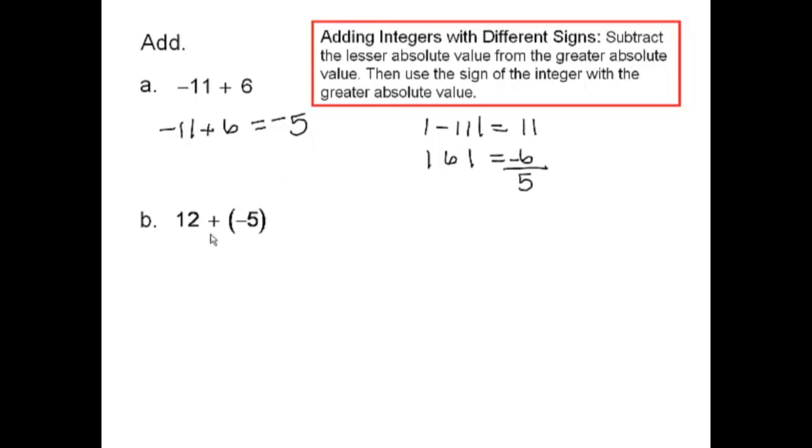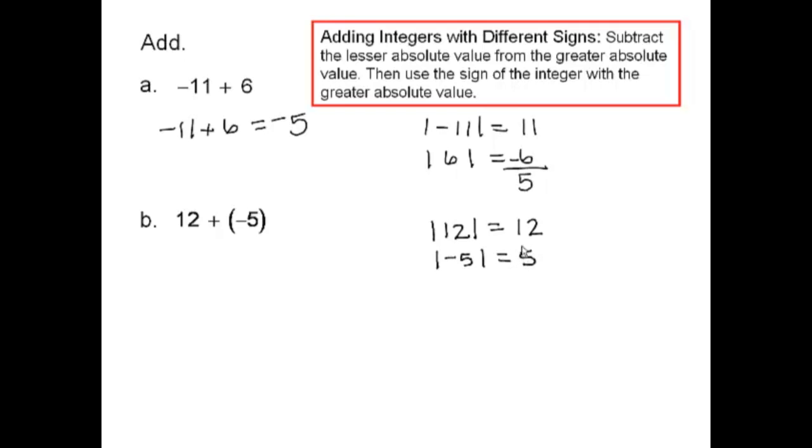We have 12 plus negative 5. Notice again they have different signs. One is positive, one is negative. So what we need to do is find the absolute value of both numbers. So the absolute value of 12 is equal to 12, and the absolute value of negative 5 is equal to 5.